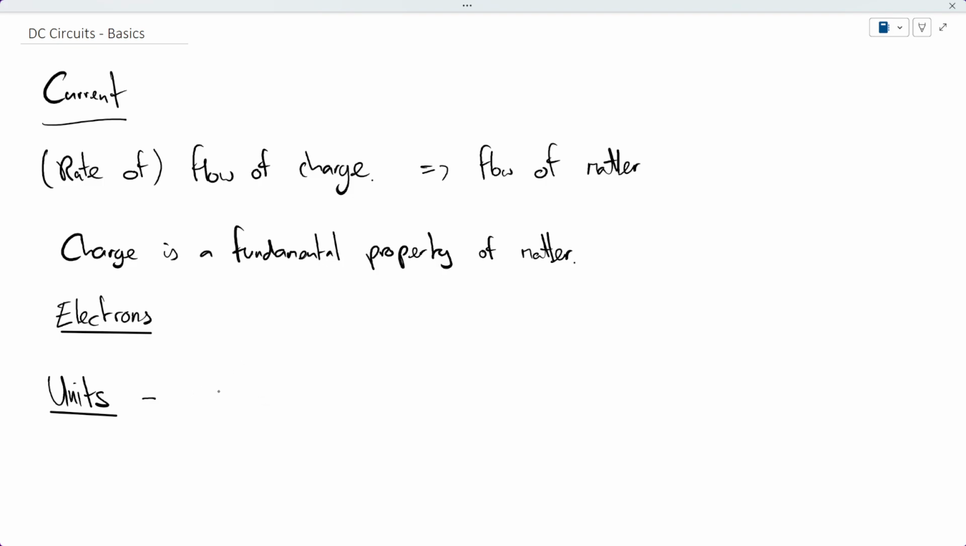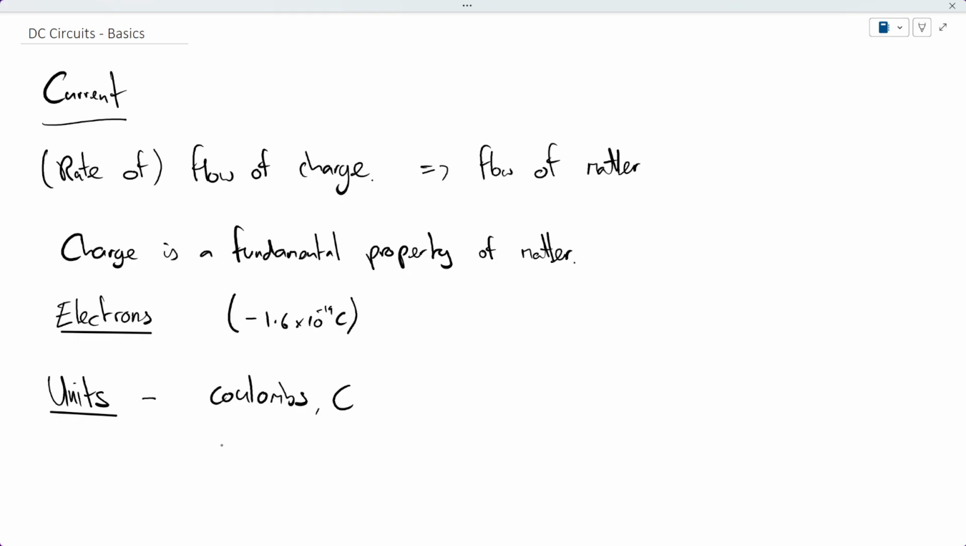The units of charge are coulombs, and that is a capital C. Coulomb. So the charge of an electron, one electron has a charge of minus 1.6 times 10 to the minus 19 coulombs. So a tiny, tiny number of coulombs. So if we talk about 1 coulomb of charge, we're talking about a vast number of electrons. So these are the units for charge.